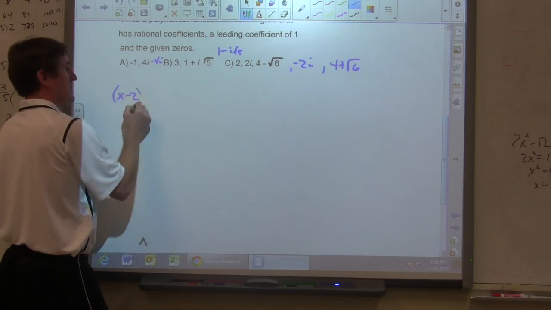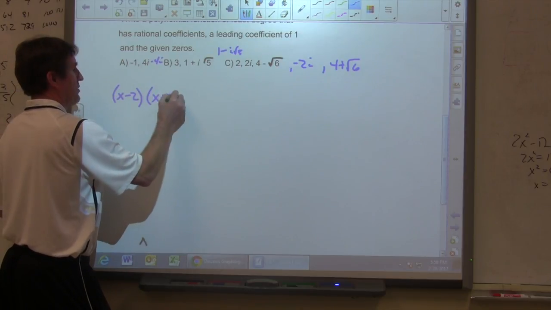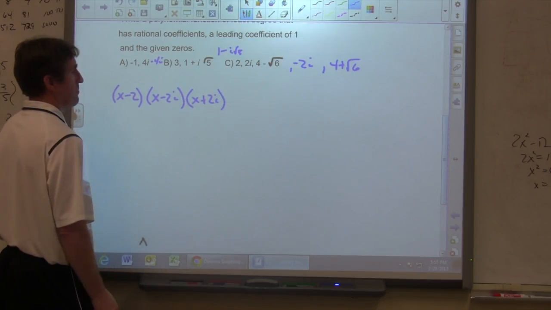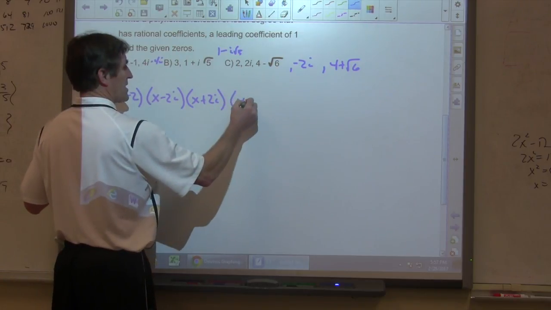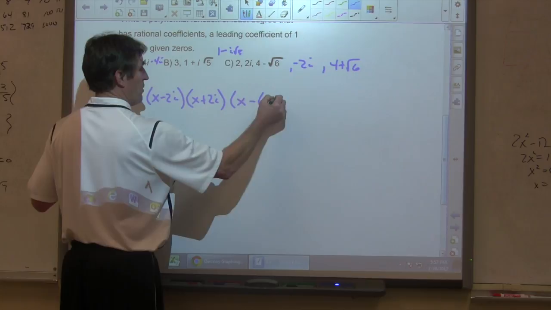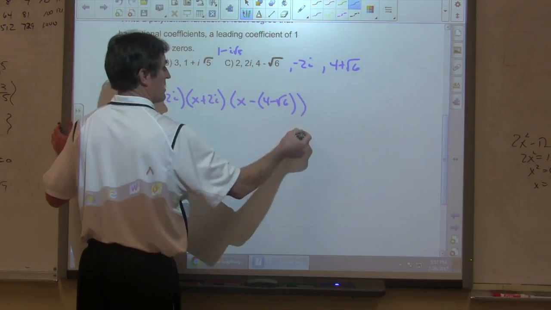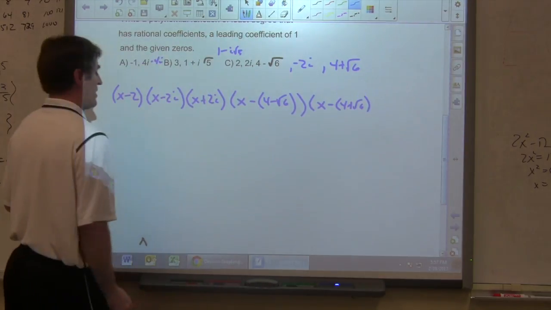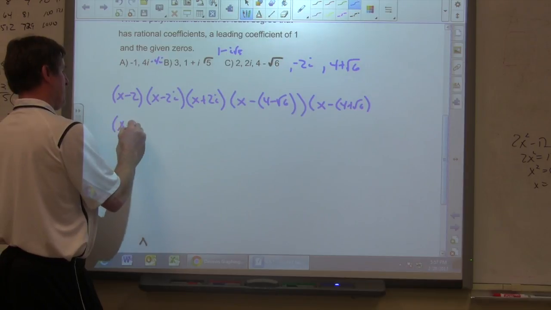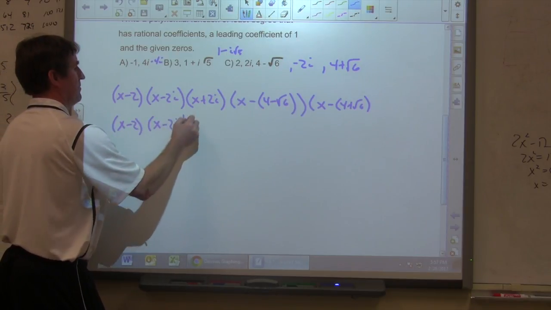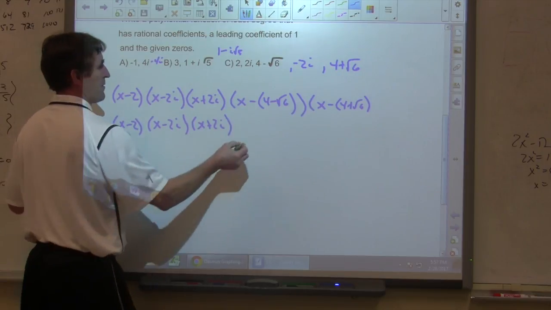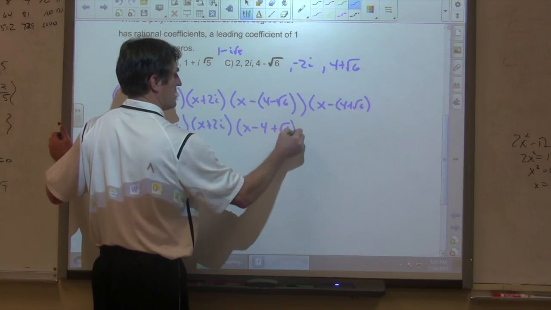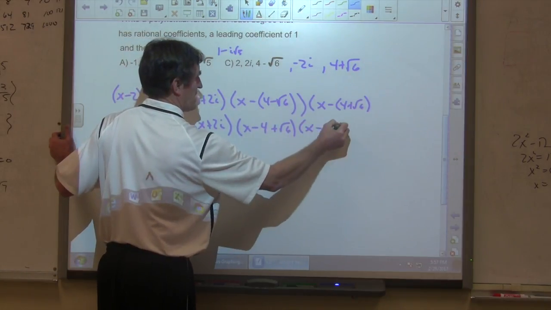So the 2 gives me x minus 2. Then we get x minus 2i. And I'm going to put the conjugates together, x plus 2i. Then we get the x minus 4 minus the square root of 6. And the x minus 4 plus the square root of 6. So I'm going to keep this the same, this the same, this the same, and I'm going to distribute that negative sign, so x minus 4 plus the square root of 6, and x minus 4 minus the square root of 6.